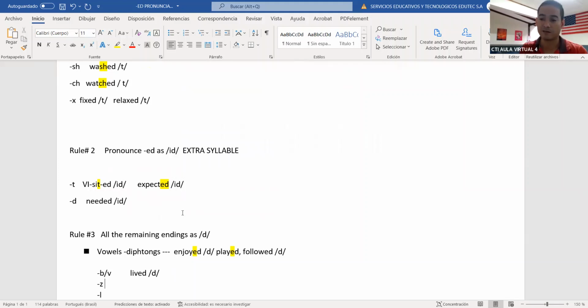So for the practice, in the link that I will add, you will see verbs in English, and you need to choose if they are pronounced with t, d, id, or the other pronunciation. Okay, so you will choose.